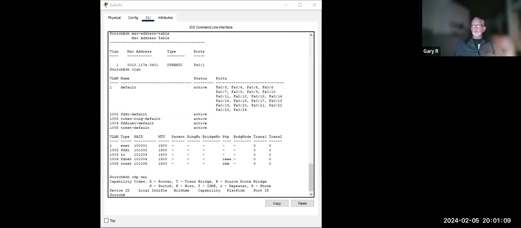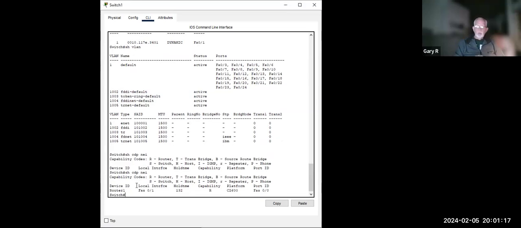Because the switch is not showing any neighbors, which, oh, there it is. Okay, so the connection between router one and switch one is working. Now we see that. Let me just see if I can generate a ping. And nope, the ping is still not working.